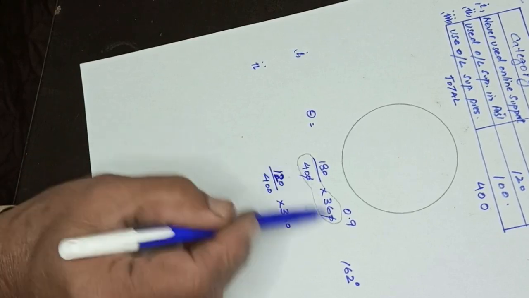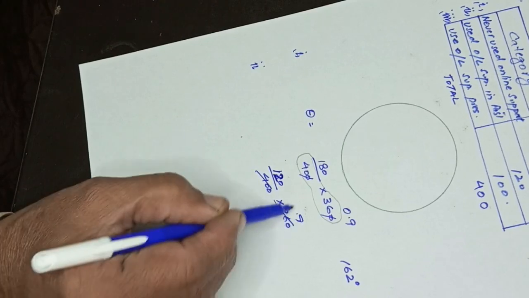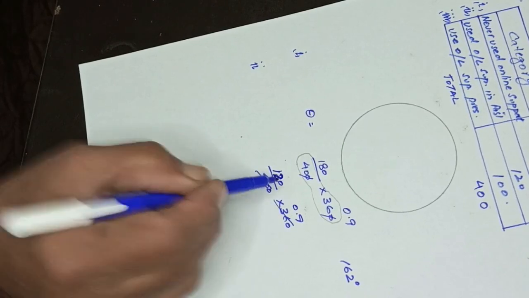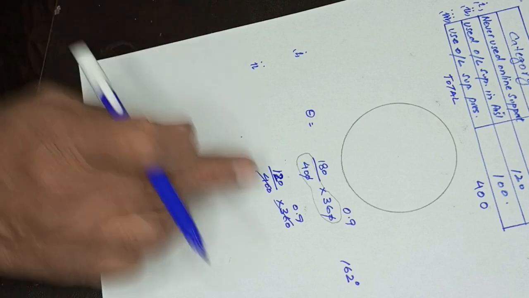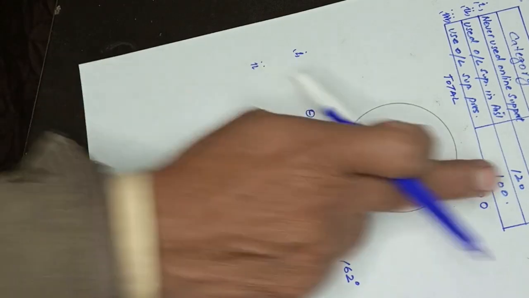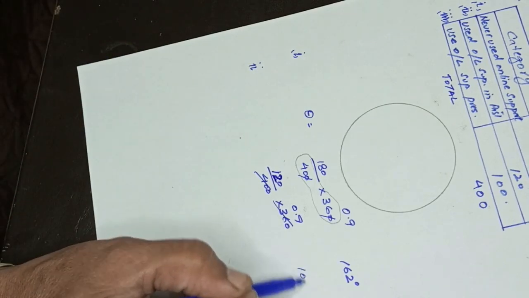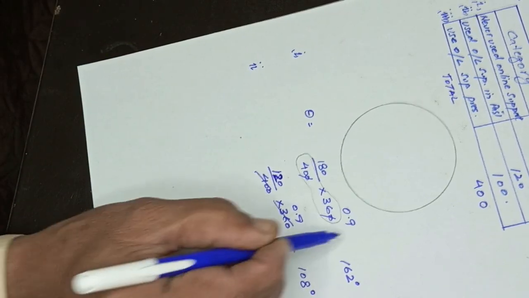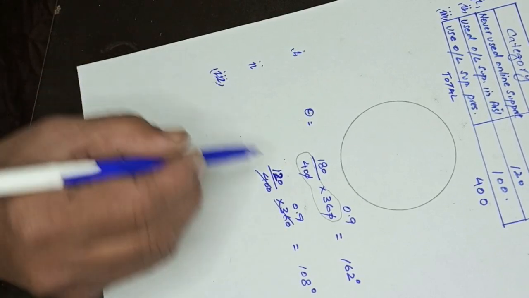These are the same. So this will cut to 0.9, and 0.9 multiplied by 120. This was 120, okay. For the second 120, it will become 108 degrees. For 3, what will it become?